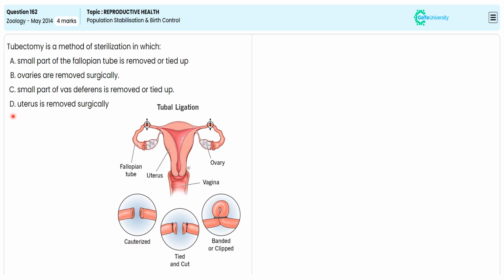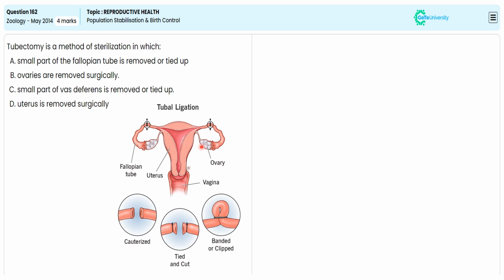Why? Because options B, C and D are not exactly satisfying the sterilization method limit of tubectomy. So we are choosing option A as the correct answer to secure 4 marks. What are the points we told with this pictorial representation? We are giving a recap to take the NEET notes.